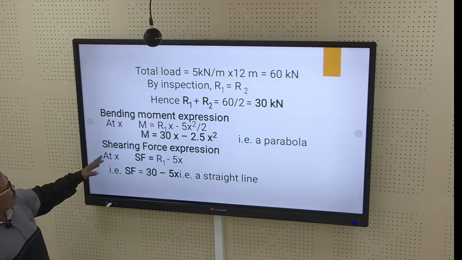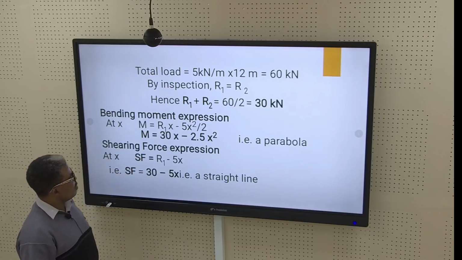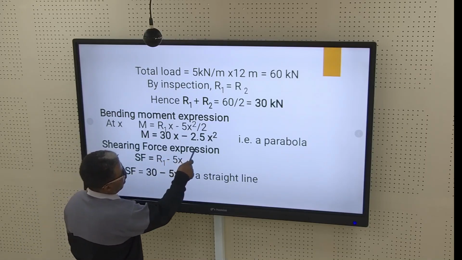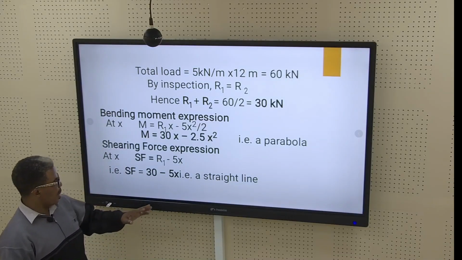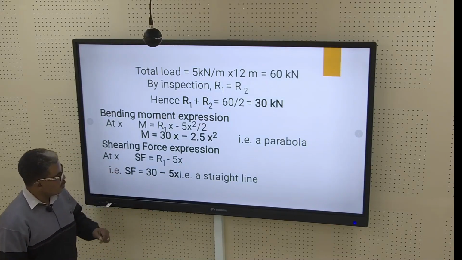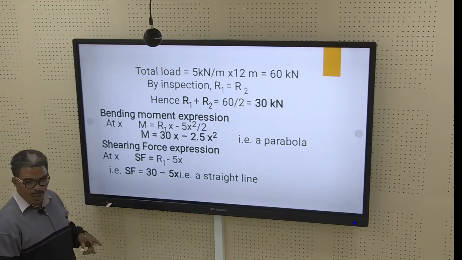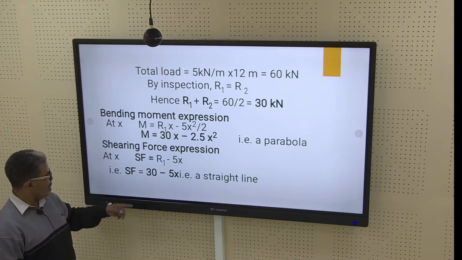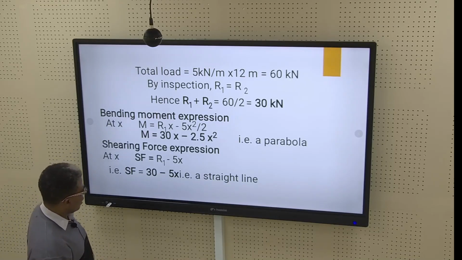So the bending moment expression at x is equal to R1x minus 5x times x over 2. It becomes 30x minus 2.5x squared. Also, it gives a parabola. The shearing force here at x is R1 minus 5x. So R1 is 30 kilonewton, it is 30 kilonewton minus 5x. Also a straight line.